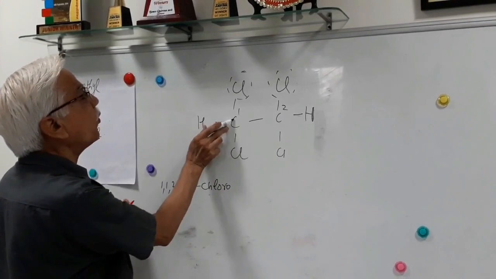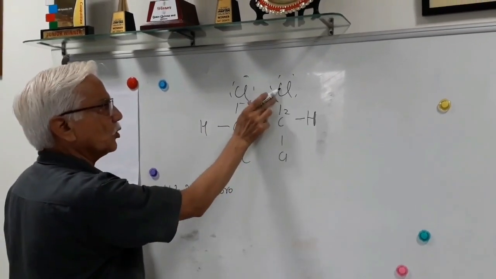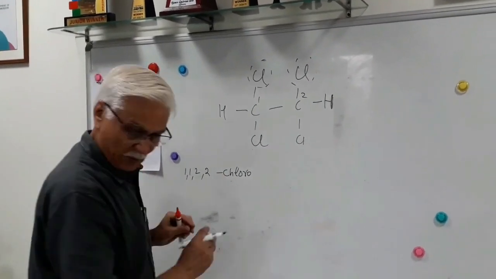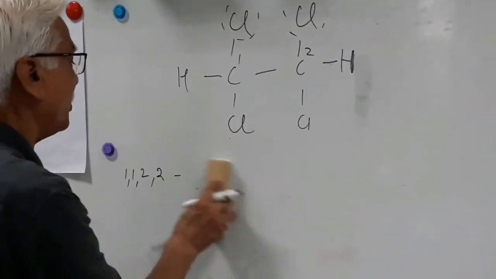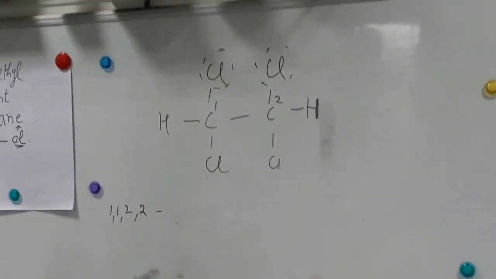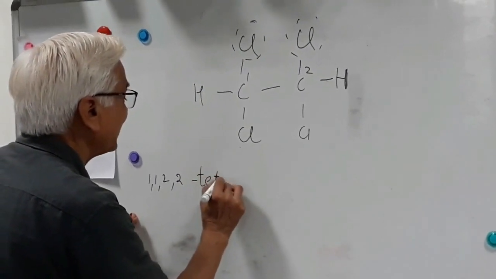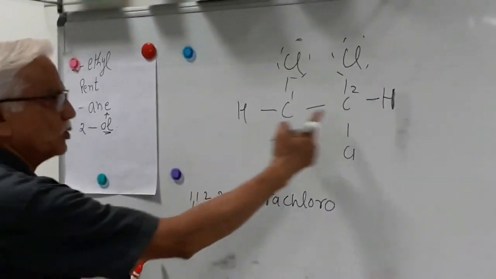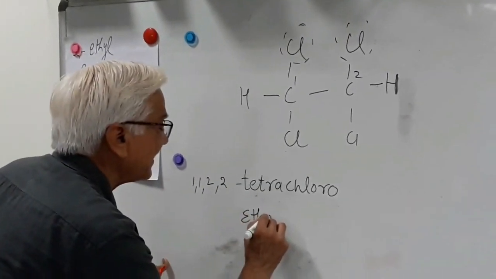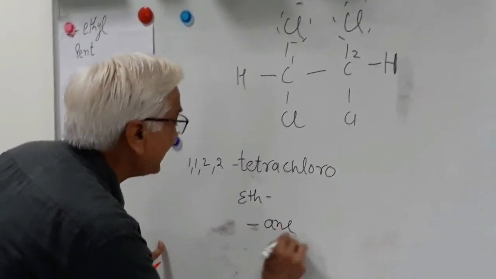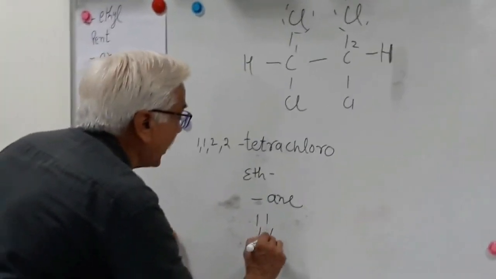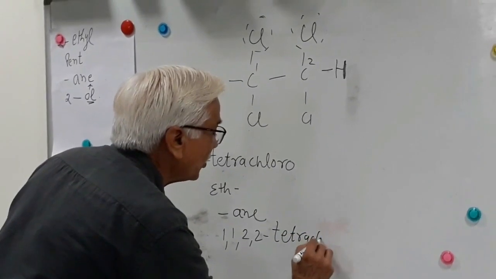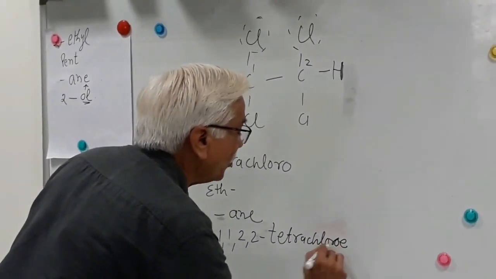Why 1, 1, 2, 2? 1, 1, 2, 2, 4. So when 4 is there, then what should I write? Here before chloro, 4 means tetra. Tetrachloro. And what is the parent? Root word eth, then ending ane. So its name will be 1, 1, 2, 2 tetrachloroethane.